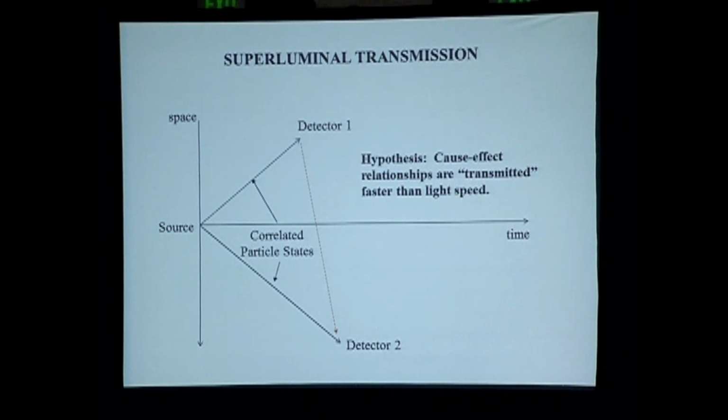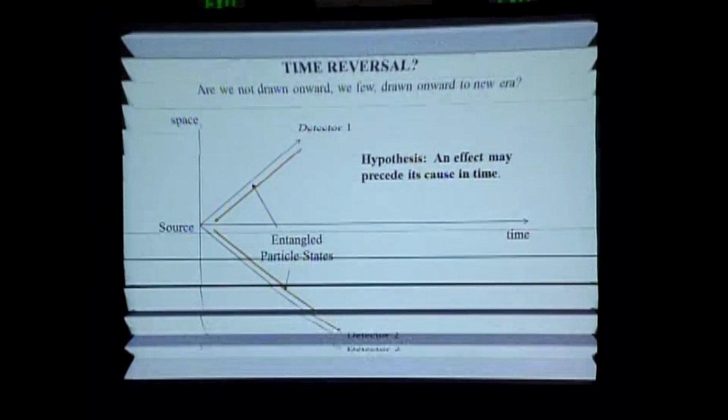One explanation is that the source and the two detectors could be connected in some way in an interaction, and that detection could cause the photons to be transmitted in the proper form to obey quantum mechanics. This would result in a superluminal transmission of information from detector 1 to detector 2 through the source, faster than the speed of light.